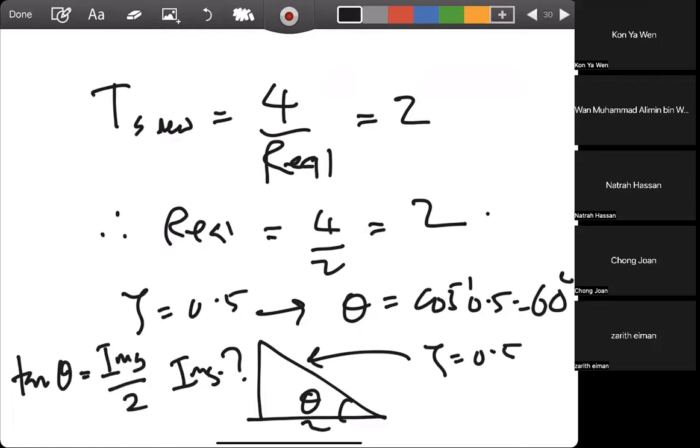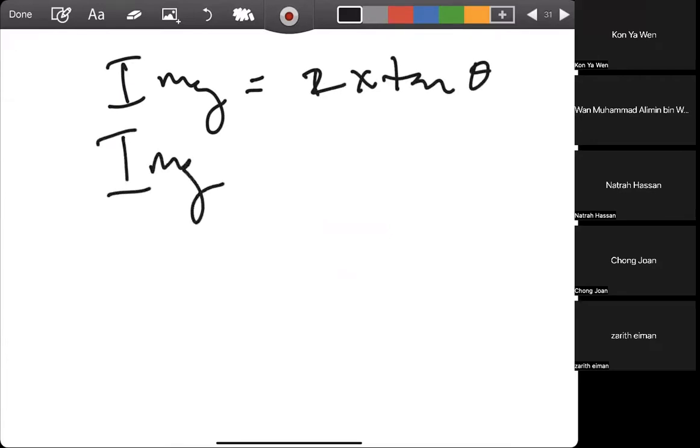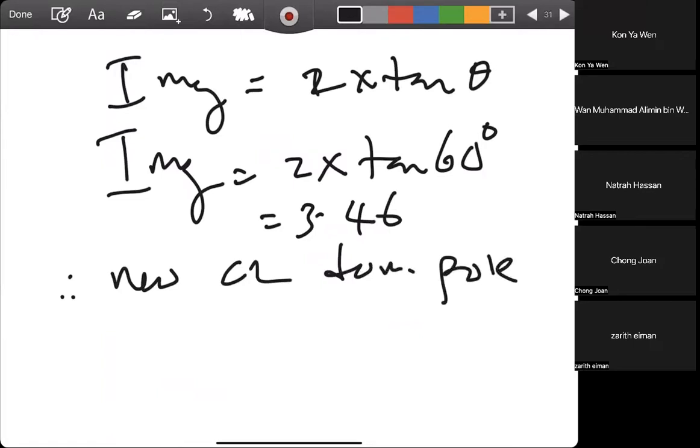mg divided by 2, so mg is equal to mg, and just 60 degrees. So that's why the new closed loop dominant pole is -2 plus j3.46.